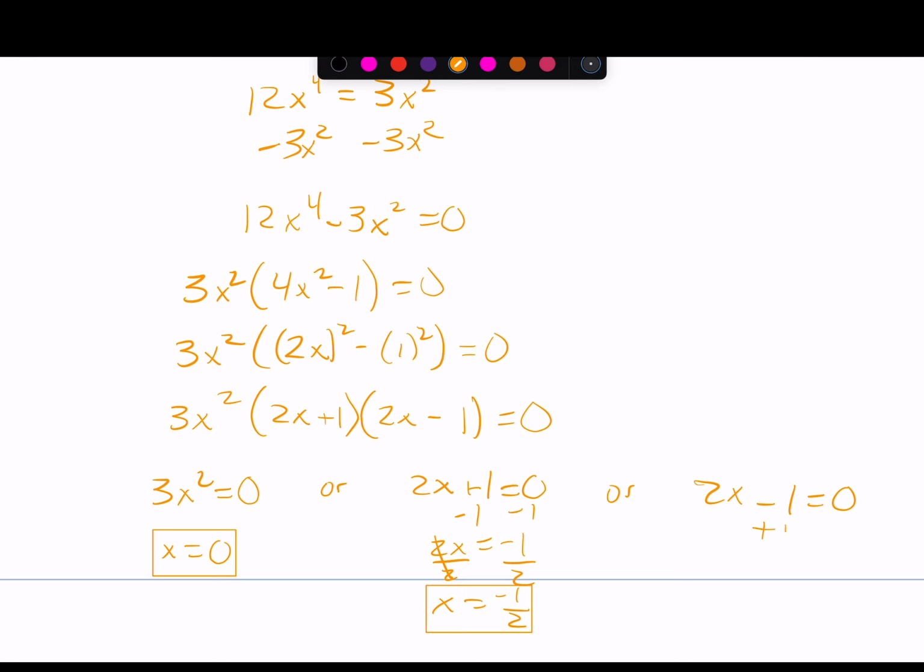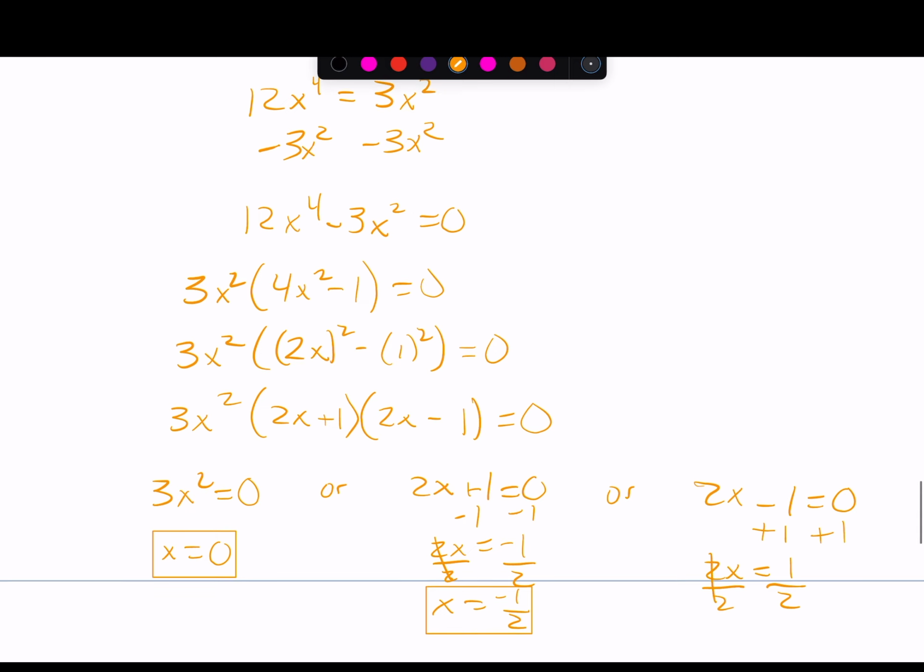We can add 1 to both sides and get 2x is equal to 1. Divide both sides by 2. And you get x is equal to 1/2.